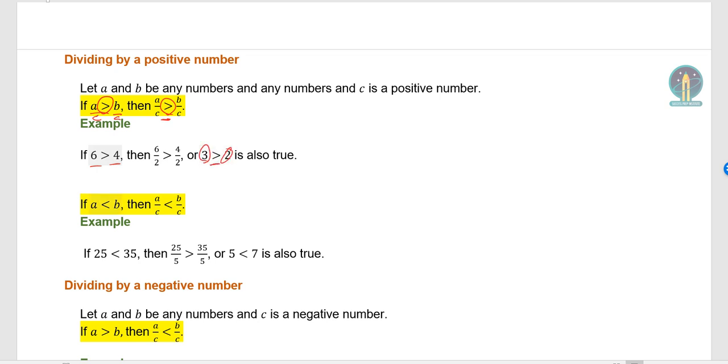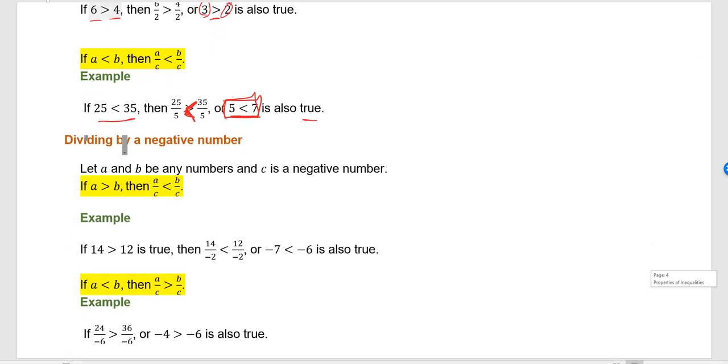Okay, if A is less than B, then A over C is less than B over C. Again, if 25 is less than 35, which it is, then 25 divided by 5 is still less than 35 over 5, okay? So 25 divided by 5 is 5, 35 divided by 5 is 7, so 5 is less than 7, okay? And this is true.